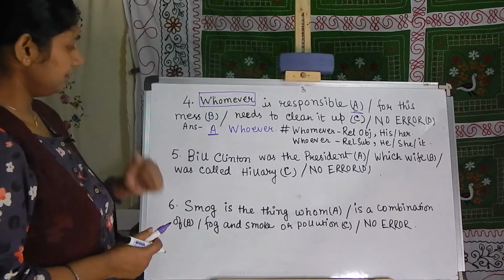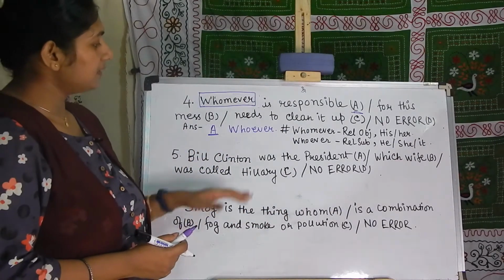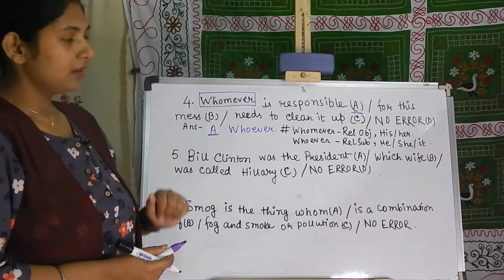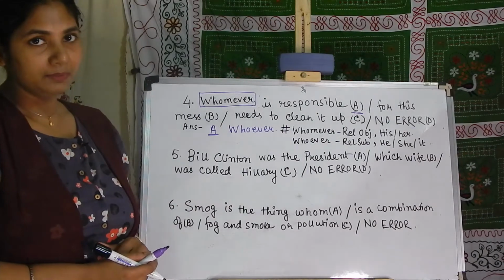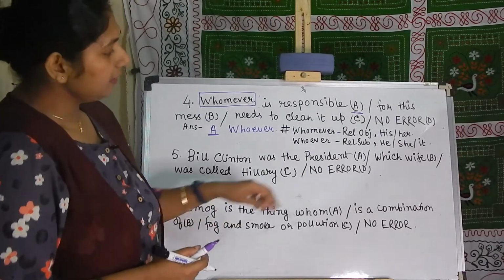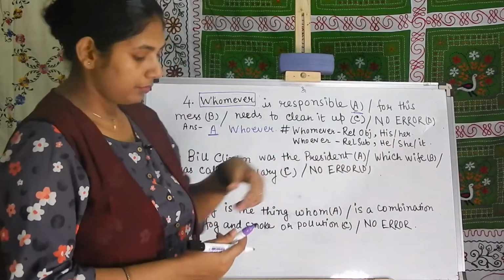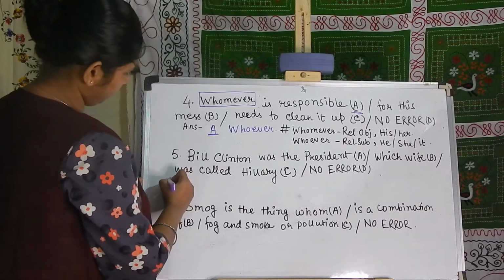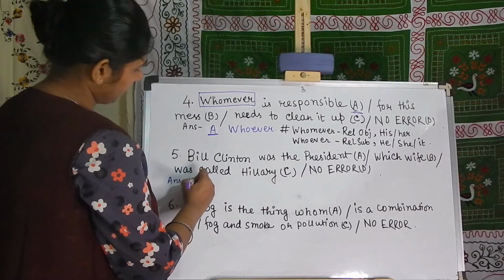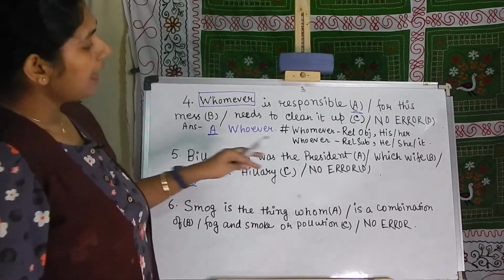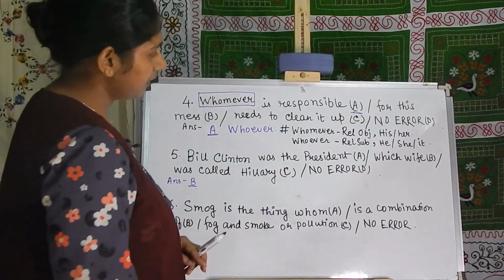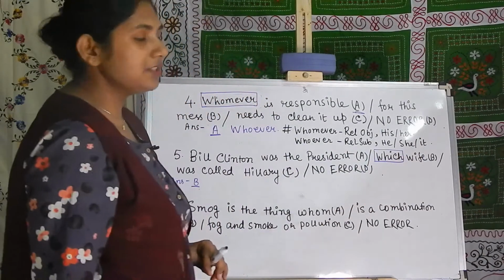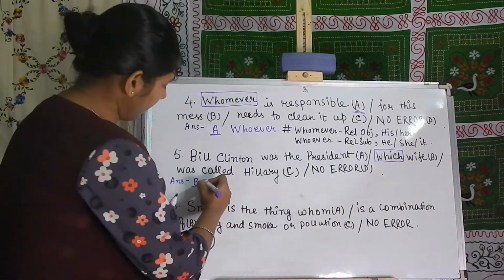Question number 5. Bill Clinton was the president, which wife was called Hillary? What do you think is the problem? It's very easy. Which wife? So, section B. Answer is section B. And where do you think the problem is? Which. Instead of which, you have to write whose wife.